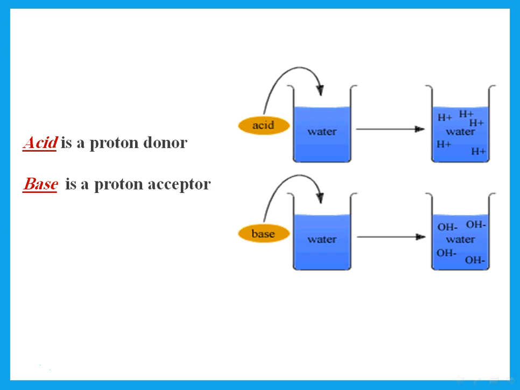First of all, we're supposed to know the definition of acids and bases. We said an acid is defined as a proton donor. So it is something that gives H plus ions. You should remember that proton here refers to a hydrogen atom.